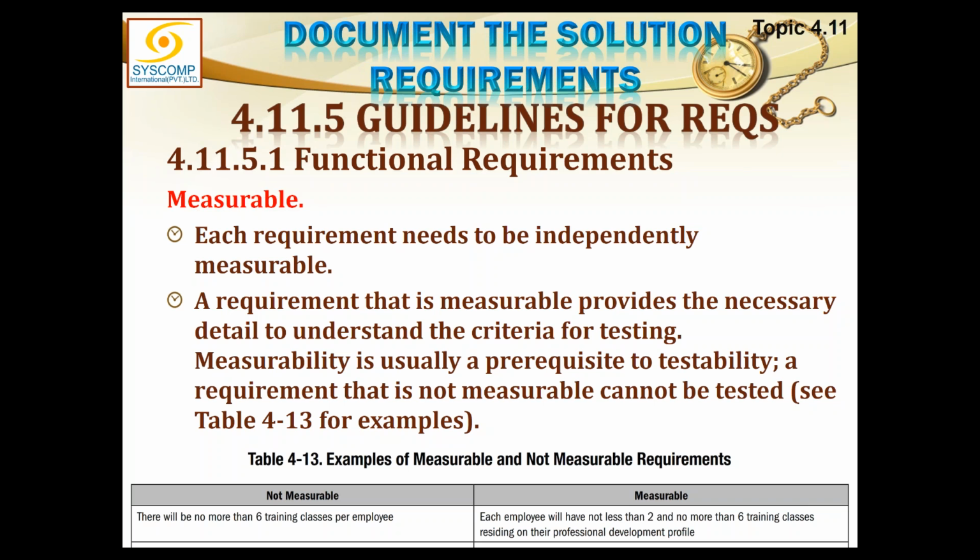Another example, the new production line shall be efficient. Well, how efficient do you want it? The new production line shall produce an average of 5,000 bottle caps per day. So now we can measure 5,000 bottle caps per day.